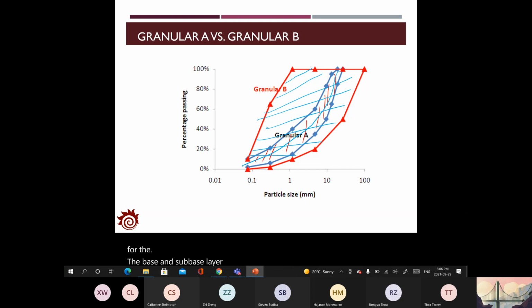And also there are some physical property requirements defined by the manual.